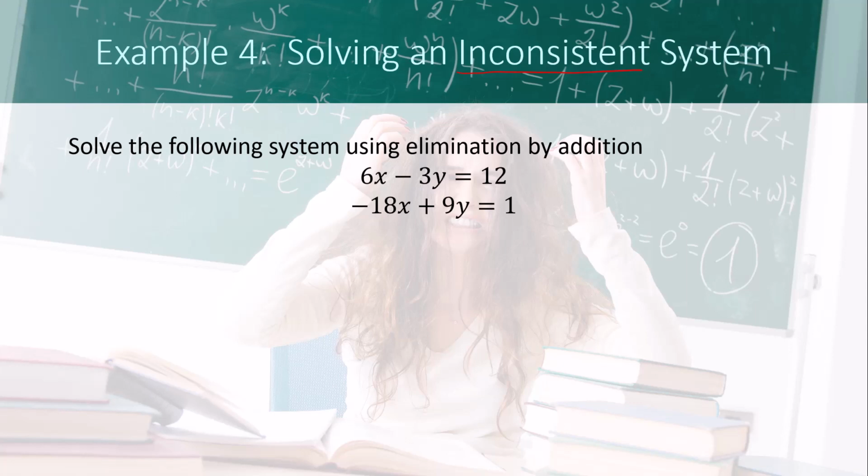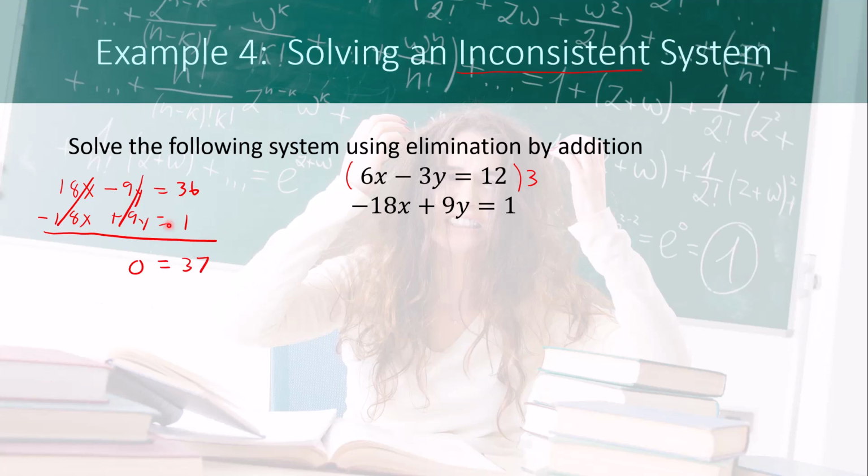So it seems reasonable that I should multiply this by 3, because if I do, I will have 18x and negative 18x, they will cancel. So let's do that. If I do, I will have 18x minus 9y is equal to 36. And over here, I'm not going to do anything. I have negative 18x plus 9y is equal to 1. And now I'm going to add them together. If I do, these cancel, I have 0 is equal to 37.